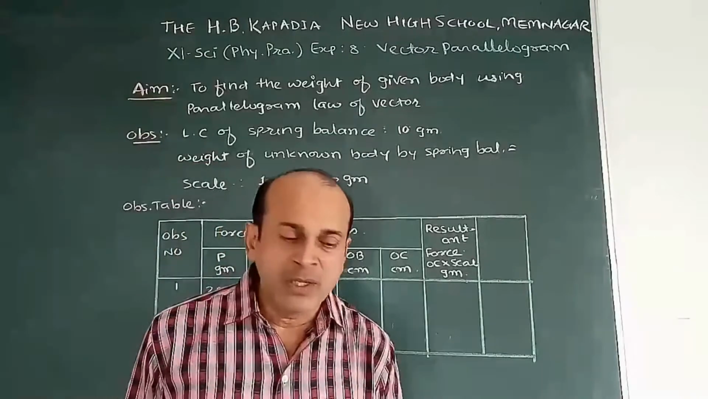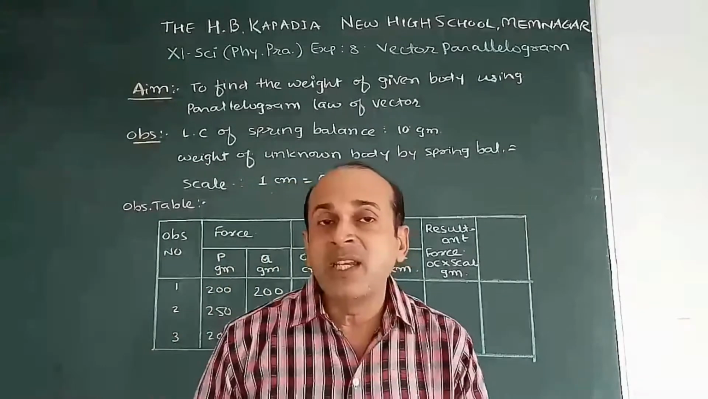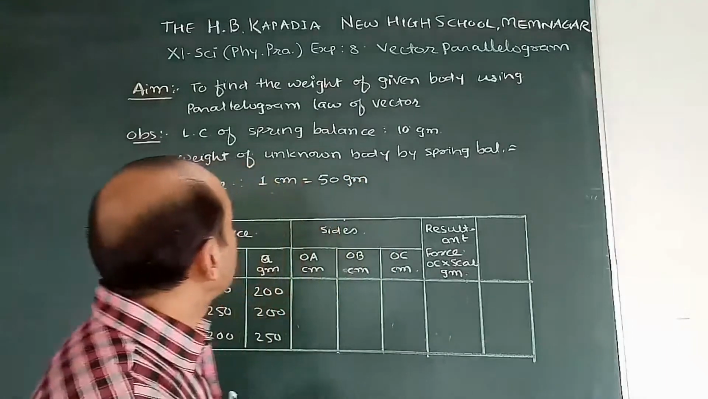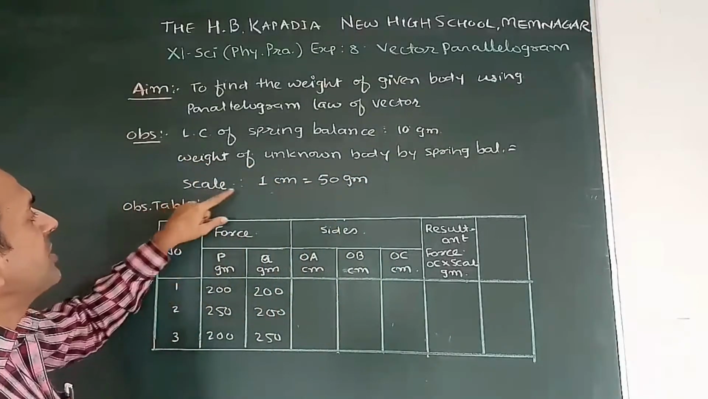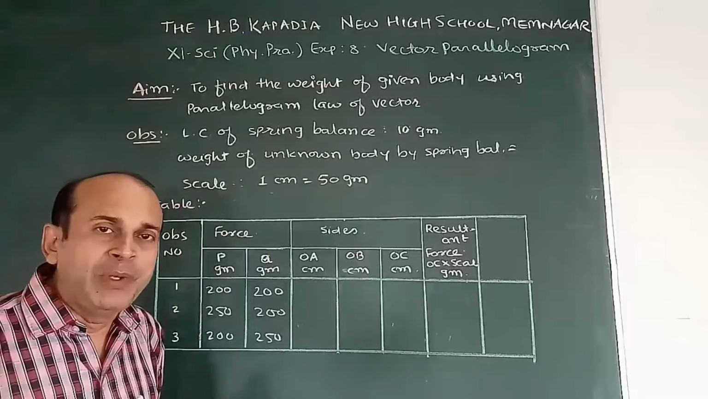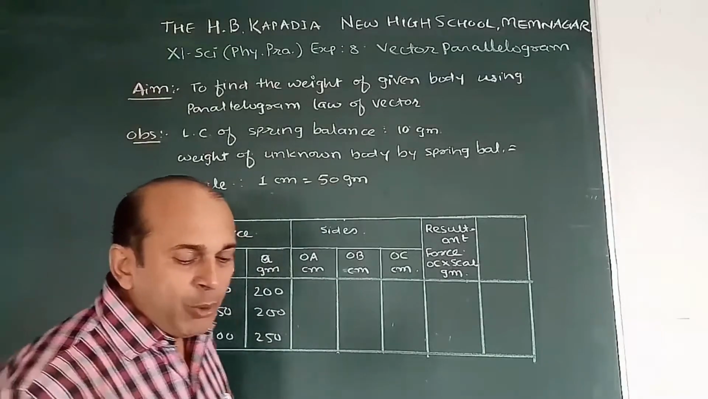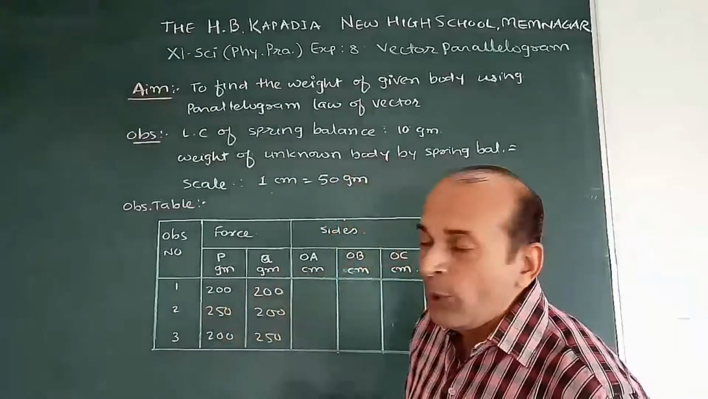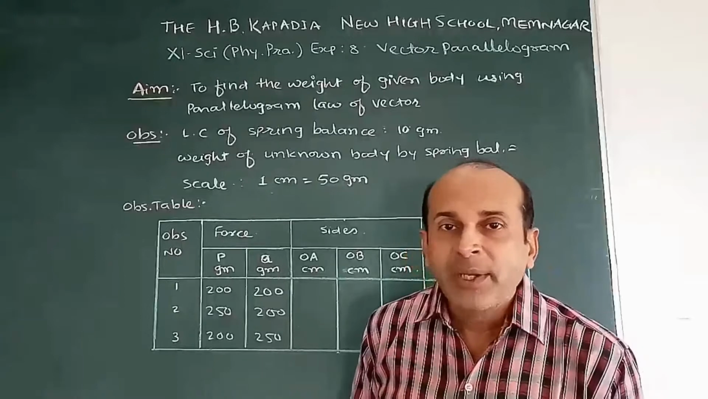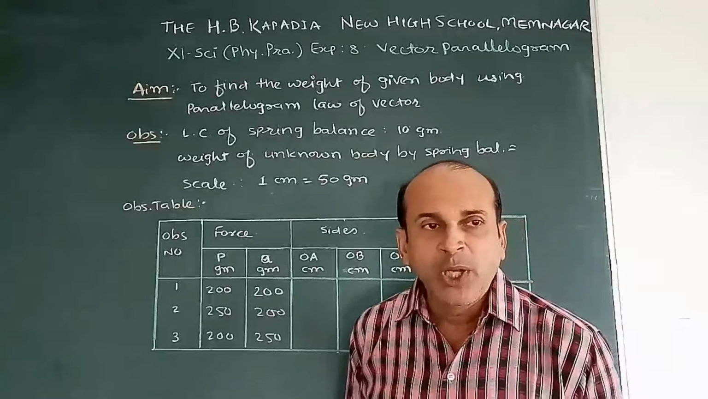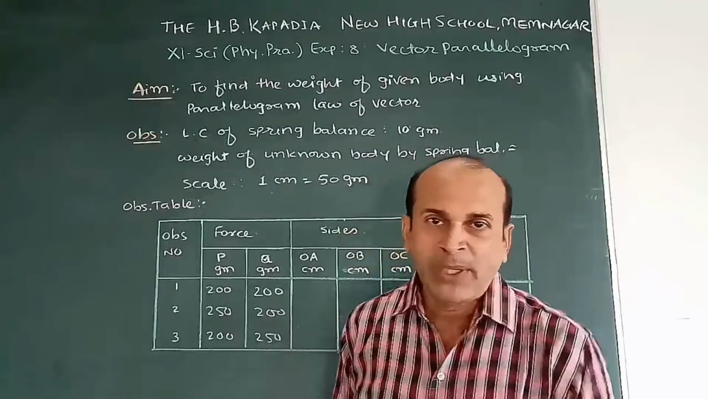For that, let me measure the resultant force of this object. We will have a scale now. The scale is 1 centimeter equal to 50 gram weight. We will draw a parallelogram using the hangers P and Q. Then we find the length of the diagonal, and from it the weight of the unknown object. So let me start the practical process.